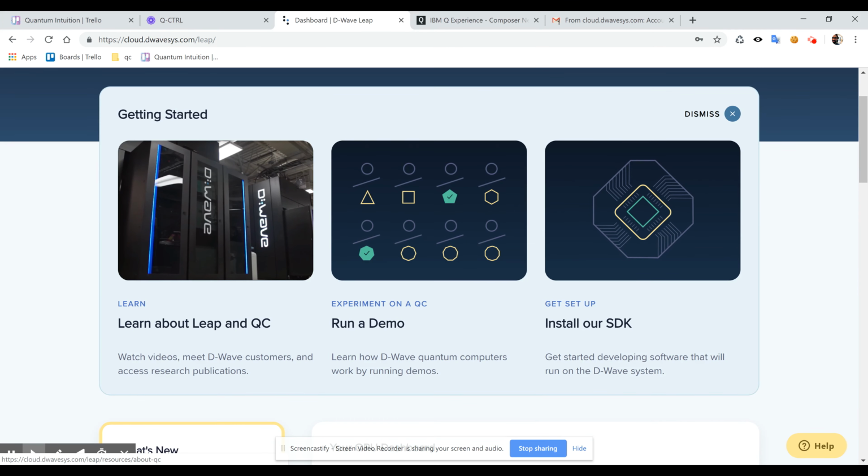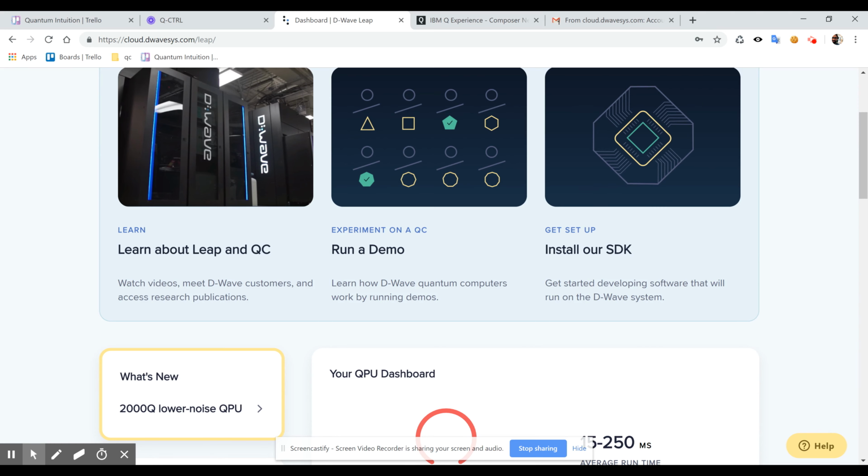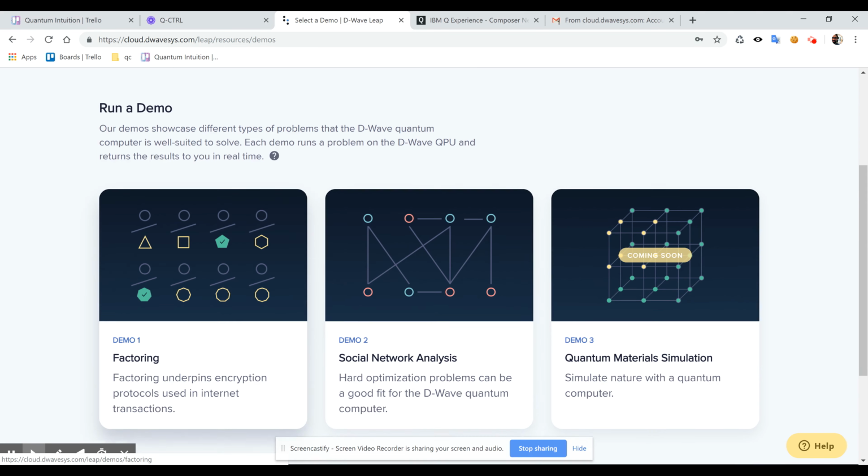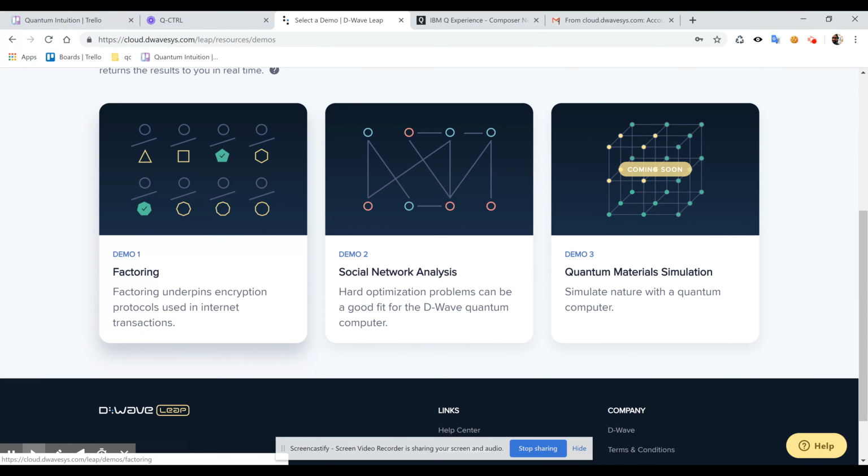Okay, good. Getting started. Learn about Leap and QC, run a demo, get set up, install it. Okay. Learn about Leap, watch videos, meet D-Wave customers, and access research publications. That could be interesting. Maybe let's just jump through the demo. Experiment on a quantum computer. Factoring, social network analysis, quantum material simulation.